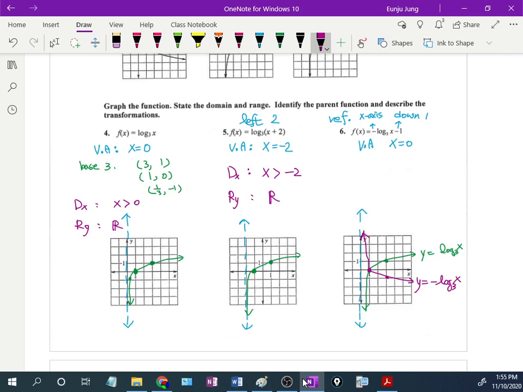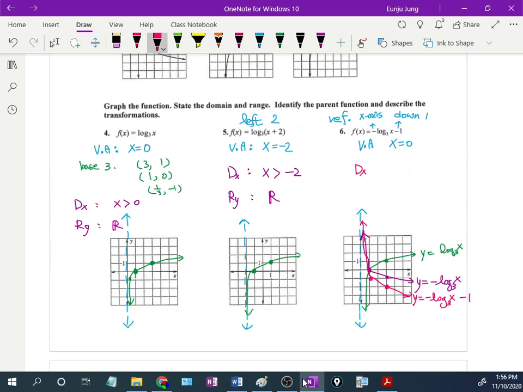And what do I need to do after that? Down 1, right? So I'm going to move it down 1. So this point goes down 1, and this point goes down 1. And let's connect the points, nice and smooth curve. And then the other end follows along the vertical asymptote. So this is going to be y equals negative log of x with base 3, and then subtract 1. That's how we graph a sequence of transformations here.